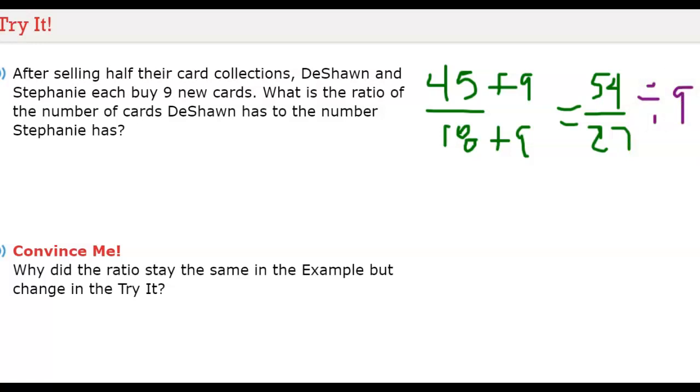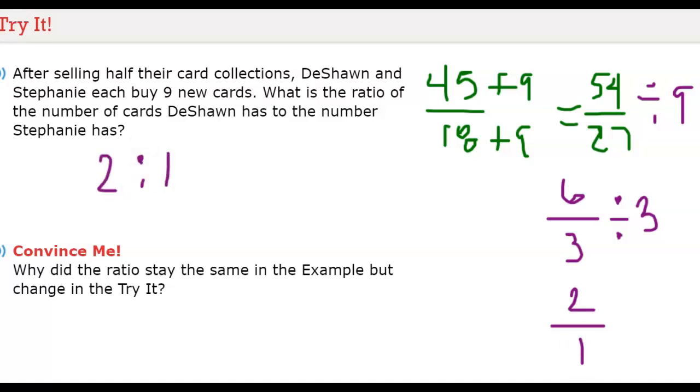54 divided by 9 is 6. And 27 divided by 9 is 3. That could actually be simplified further. You divide that by the greatest common factor of these two, which is 3. And then 6 divided by 3 is 2. 3 divided by 3 is 1. So our new ratio would be 2-1.